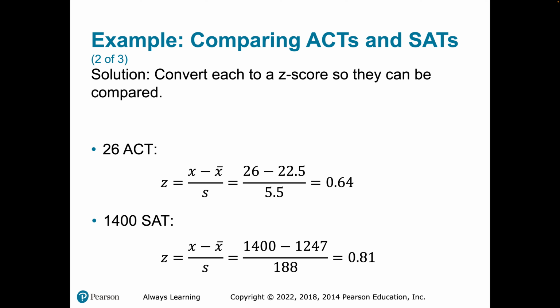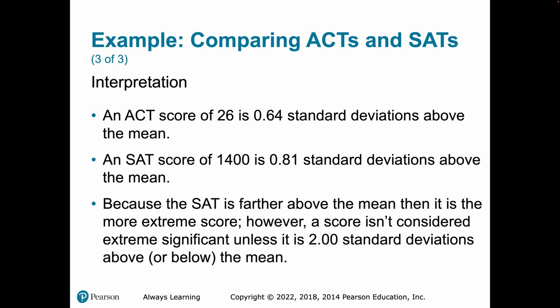The only thing I can tell you is make sure you put this in your calculator correctly. I would put left parentheses, for example, for the SAT, left parentheses 1400 minus 1247, right parentheses, and then divide by 188. If you don't do that, you're going to get an order of operations error, and you'll get the wrong z-score.